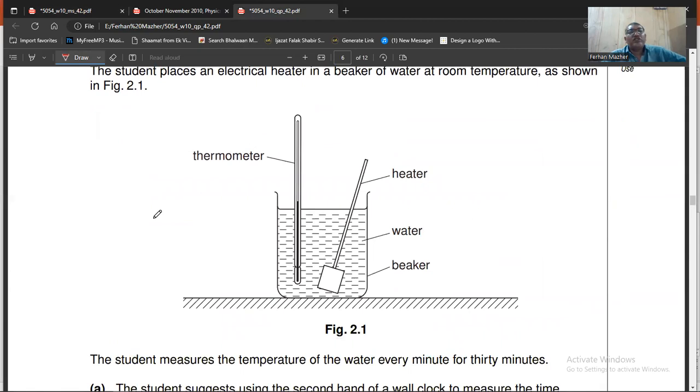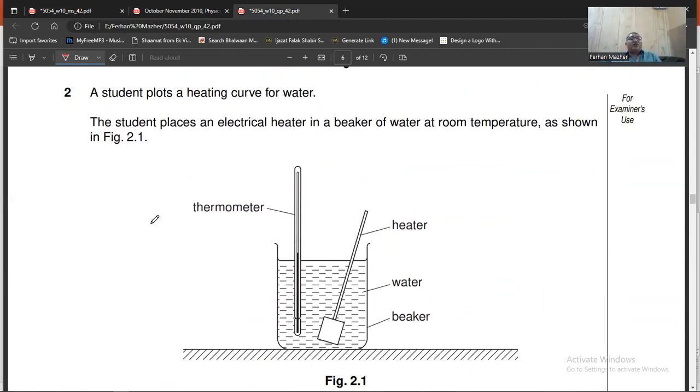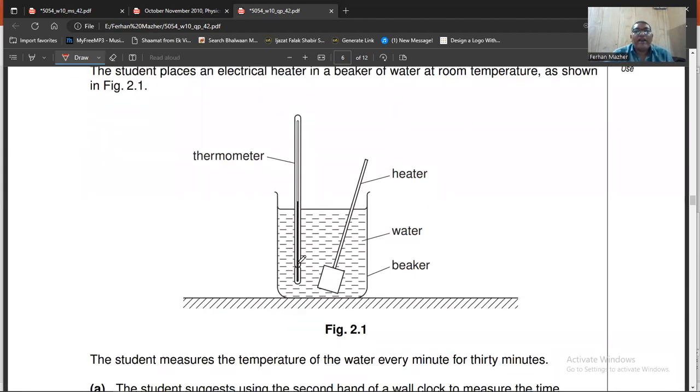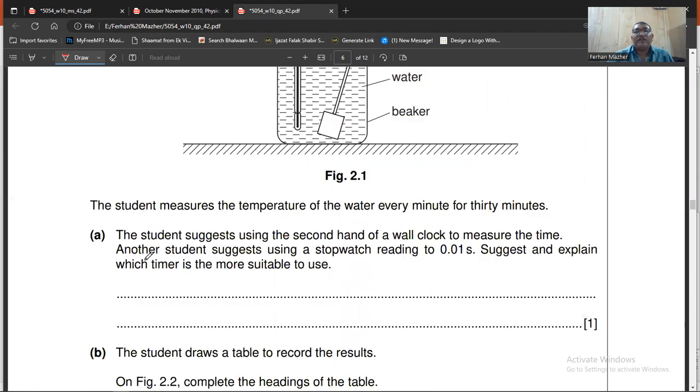He says, a student plots a heating curve for water. The student places an electric heater in a beaker of water at room temperature, as shown in figure 2.1. Here we have water, and this is an immersion heater, basically submerged in the water. This is the beaker, and here we have a thermometer. The student measures the temperature of the water every minute for 30 minutes, noting down the temperature after each minute. The student suggests using the second hand of a wall clock.